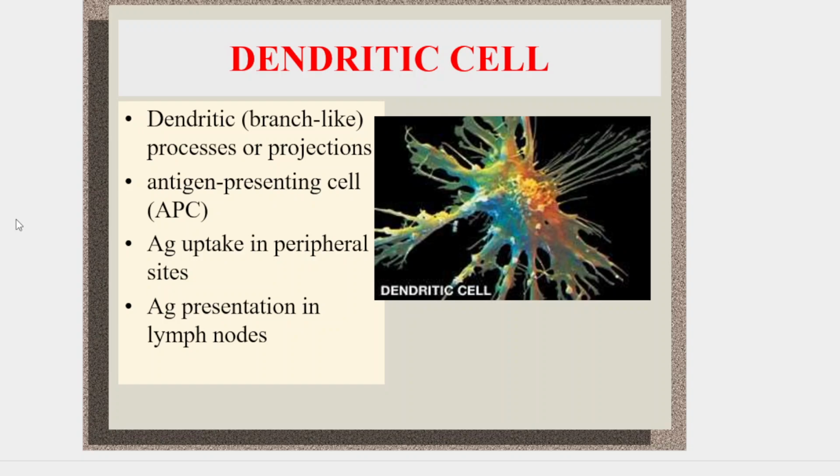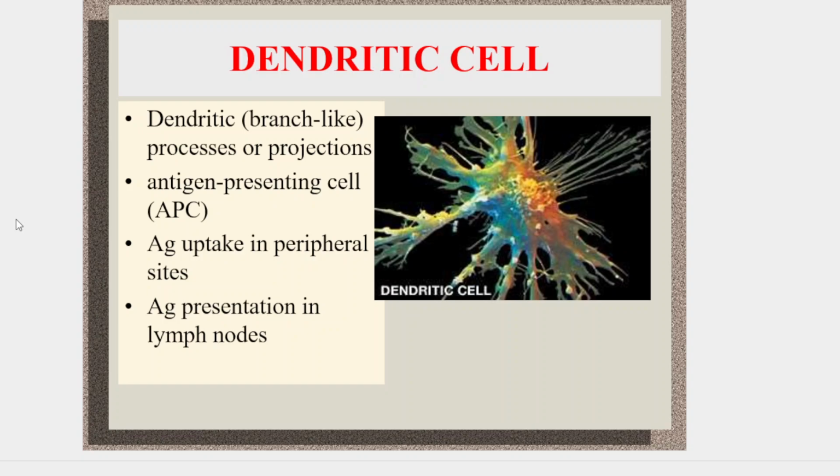Dendritic cells are characterized by their distinct dendritic branch-like processes or projections, which increase their surface area for antigen capture and interaction with immune cells. This morphology gives them their name, resembling the dendrites of nerve cells. They are strategically located throughout the body, particularly in peripheral tissues, secondary lymphoid organs, and in the bloodstream.